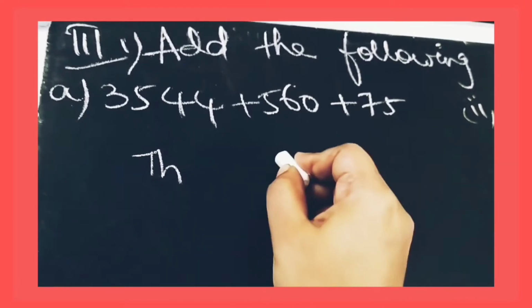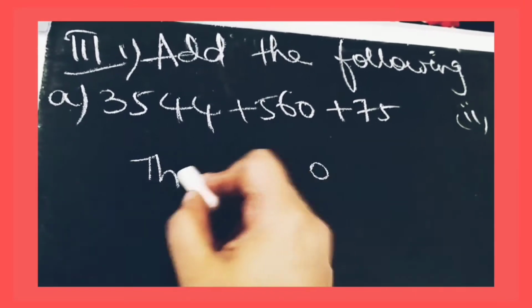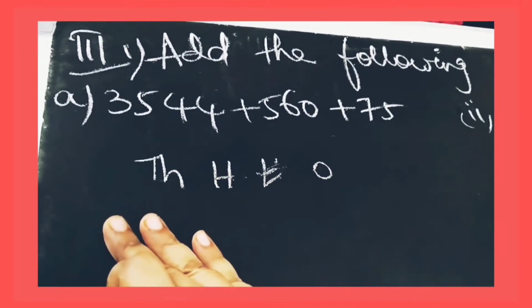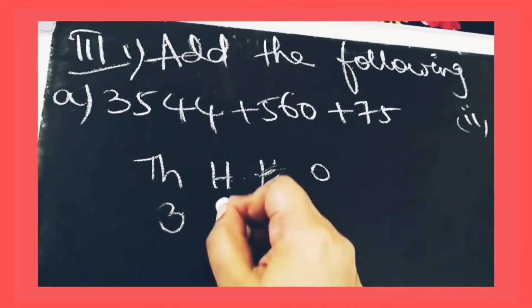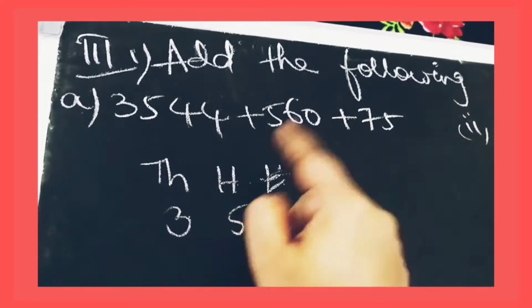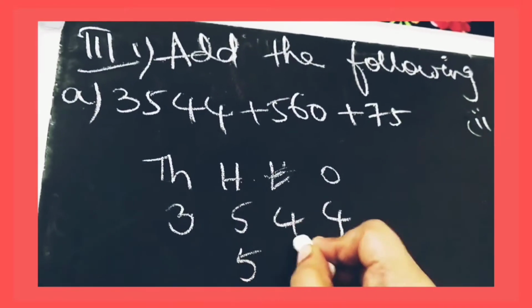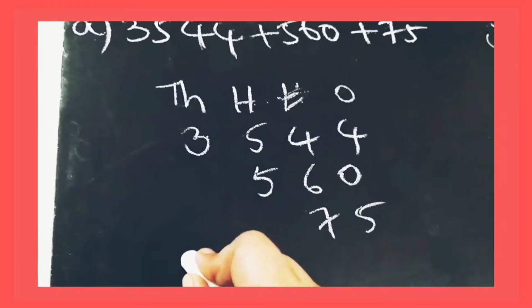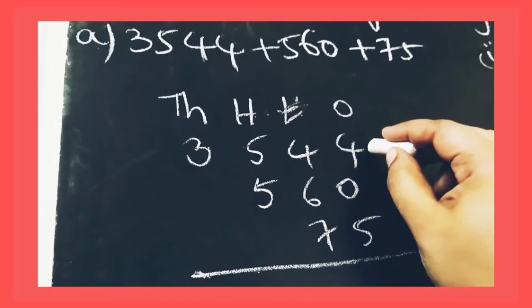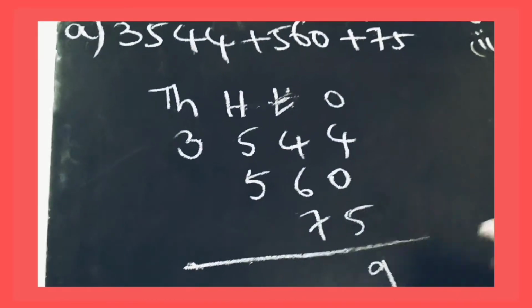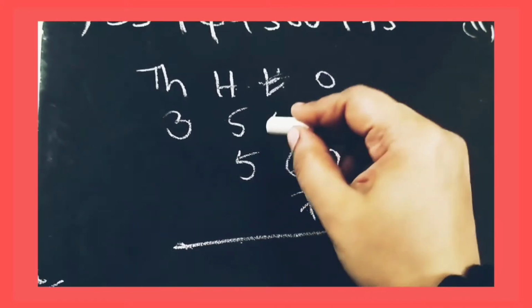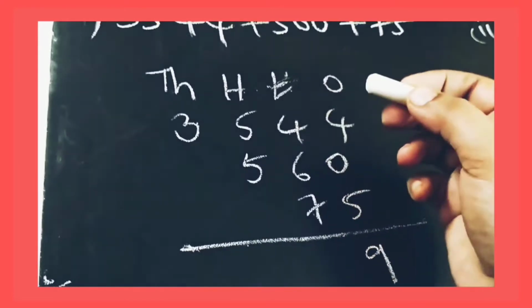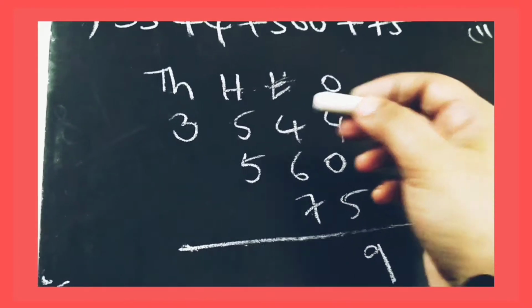So ones, tens, hundred and thousand. So it is 3544. Then 560. Then 75. So 5, 6, 7, 8, 9. Now 7, 8, 9, 10, 11. 11 is there. So 11 plus 6, 12, 13, 14, 15, 16, 17.